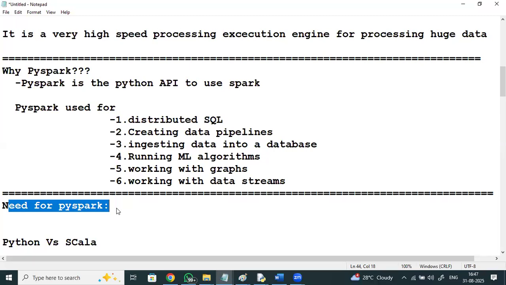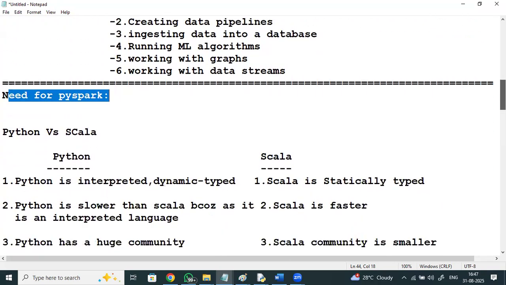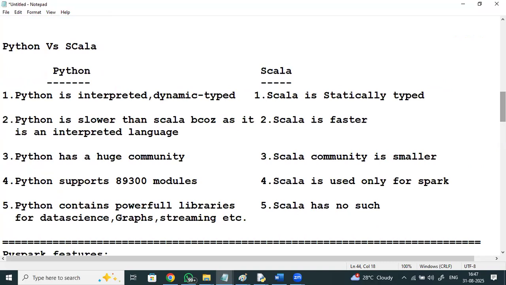The combination of Python and Spark is very efficient for the world of big data. That's why the Apache Spark community came up with a tool called PySpark, Spark with Python implementation. By default, Spark is built using the Scala language. Previously, Scala was used a lot.